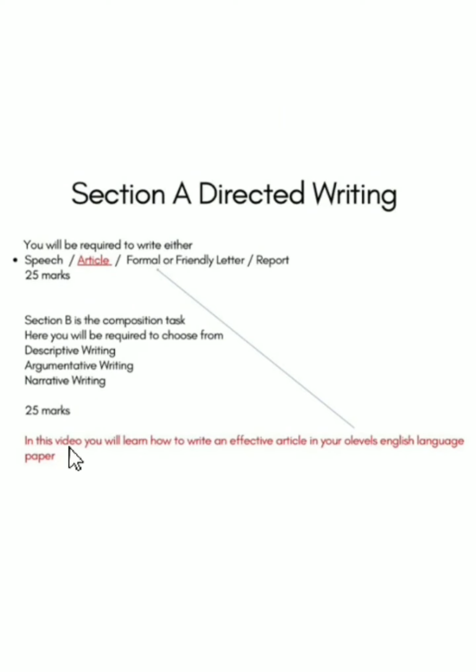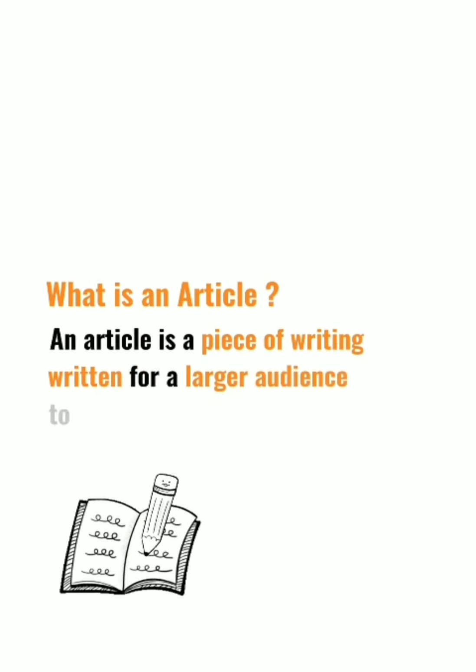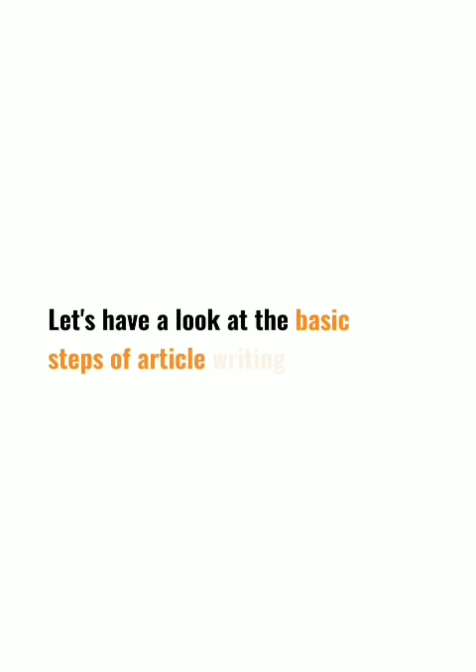This video will explain how to write an effective article in your O-Levels English language paper. An article is a piece of writing written for a larger audience to educate them on a topic. You will be given two texts. You will then evaluate the ideas and opinions in both texts and then base your article on what you have read. Let's have a look at the basic steps of article writing.